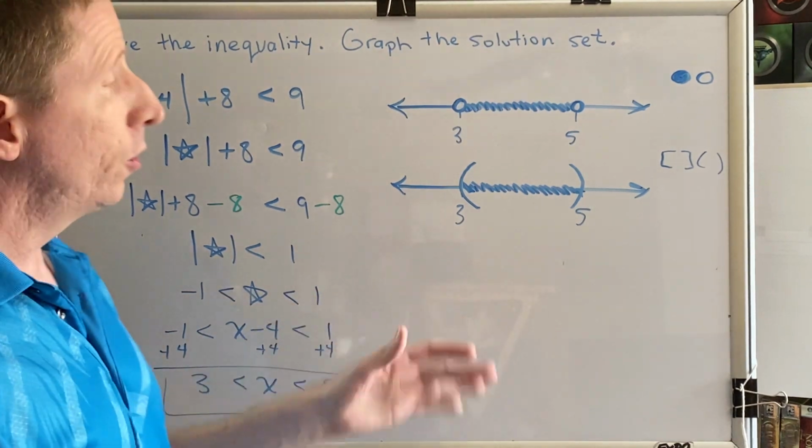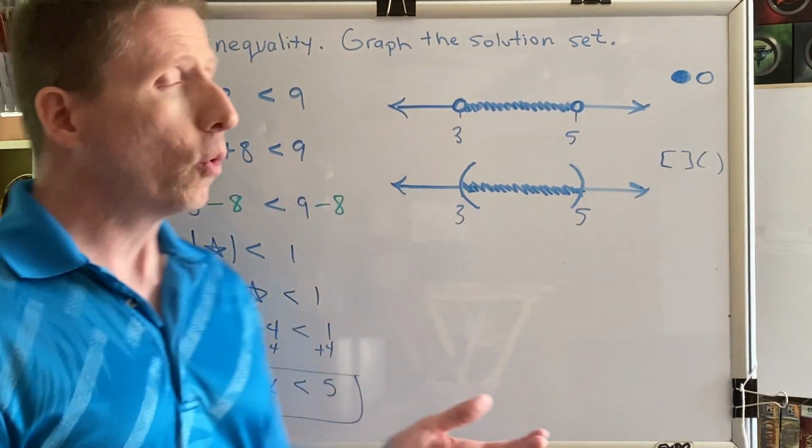All right, so we've graphed the solution set in 2 different notations. We've solved the inequality. We are done with this problem.